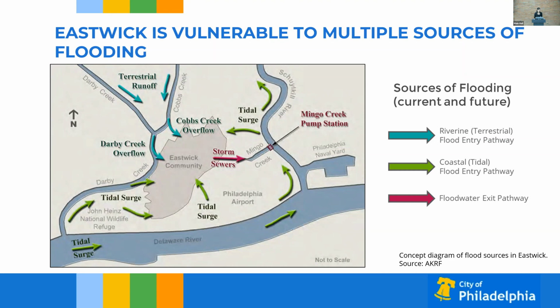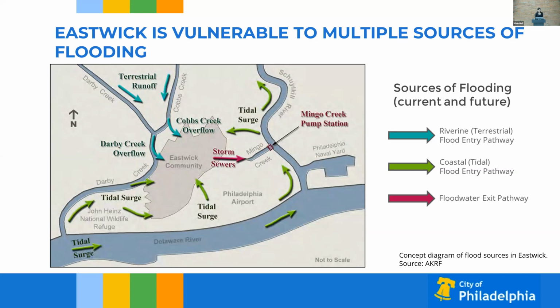sea level rise and chronic inundation. There are some streets that we anticipate will be flooded multiple times a year, even when it's sunny, because of sea level rise coming through the sewers. So it's been challenged by flooding in the past, and we think that's going to get worse in the future.